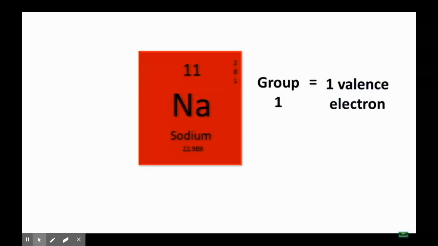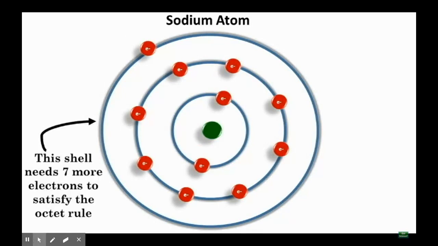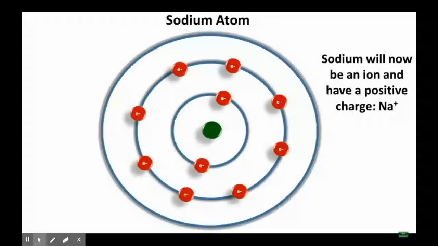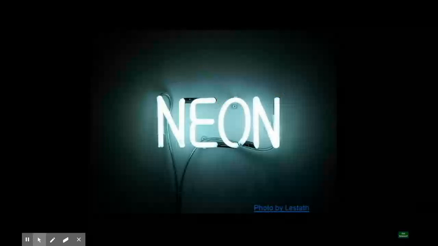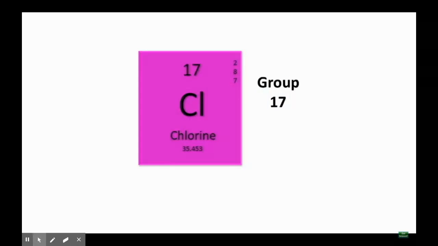Sodium, like lithium, is also in group 1 and has 1 valence electron. Notice the lonely valence electron in the third shell of the atom. This shell needs 7 more electrons to satisfy the octet rule, but the easiest thing for sodium to do is lose that electron if it can. And when it does, sodium will now have the electron configuration of the noble gas neon.